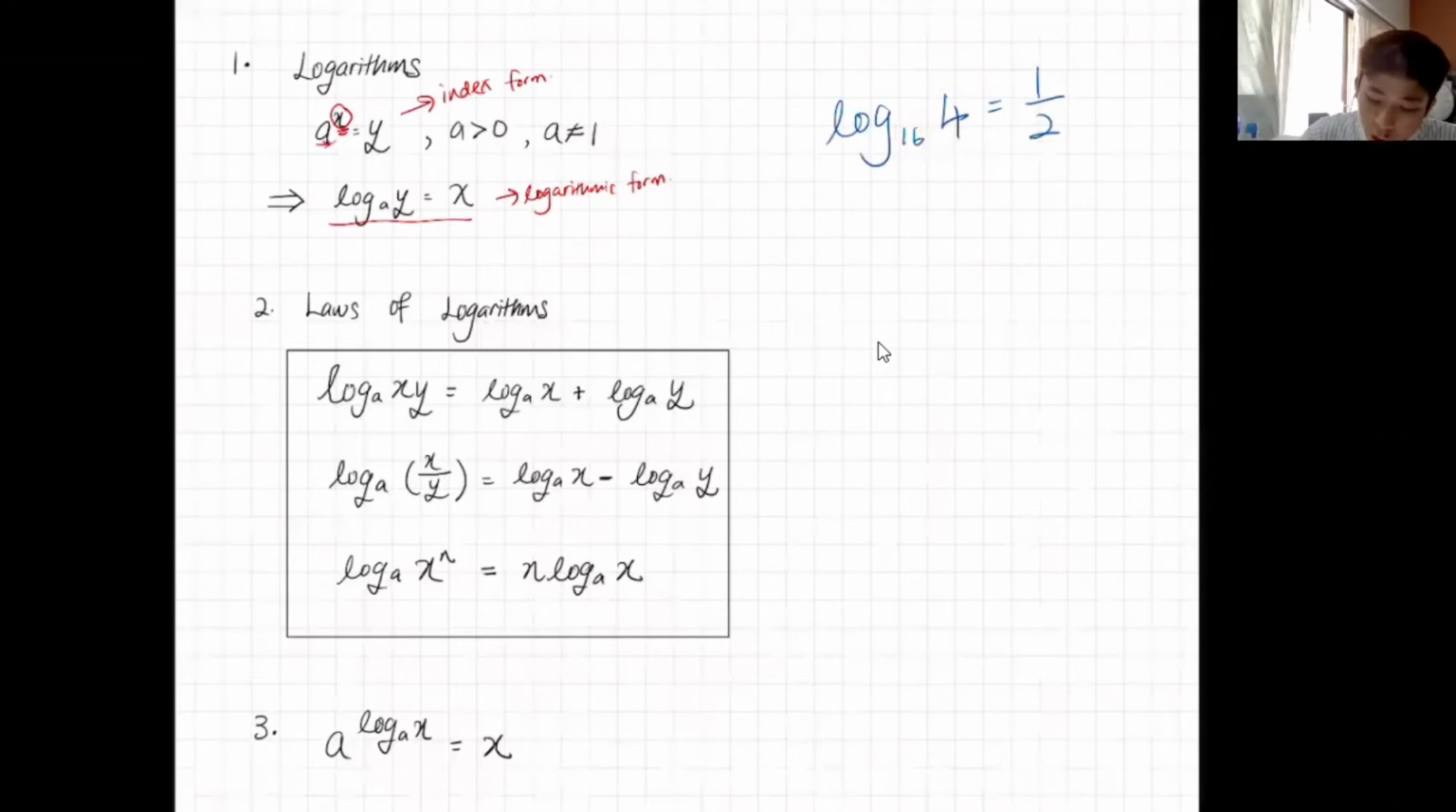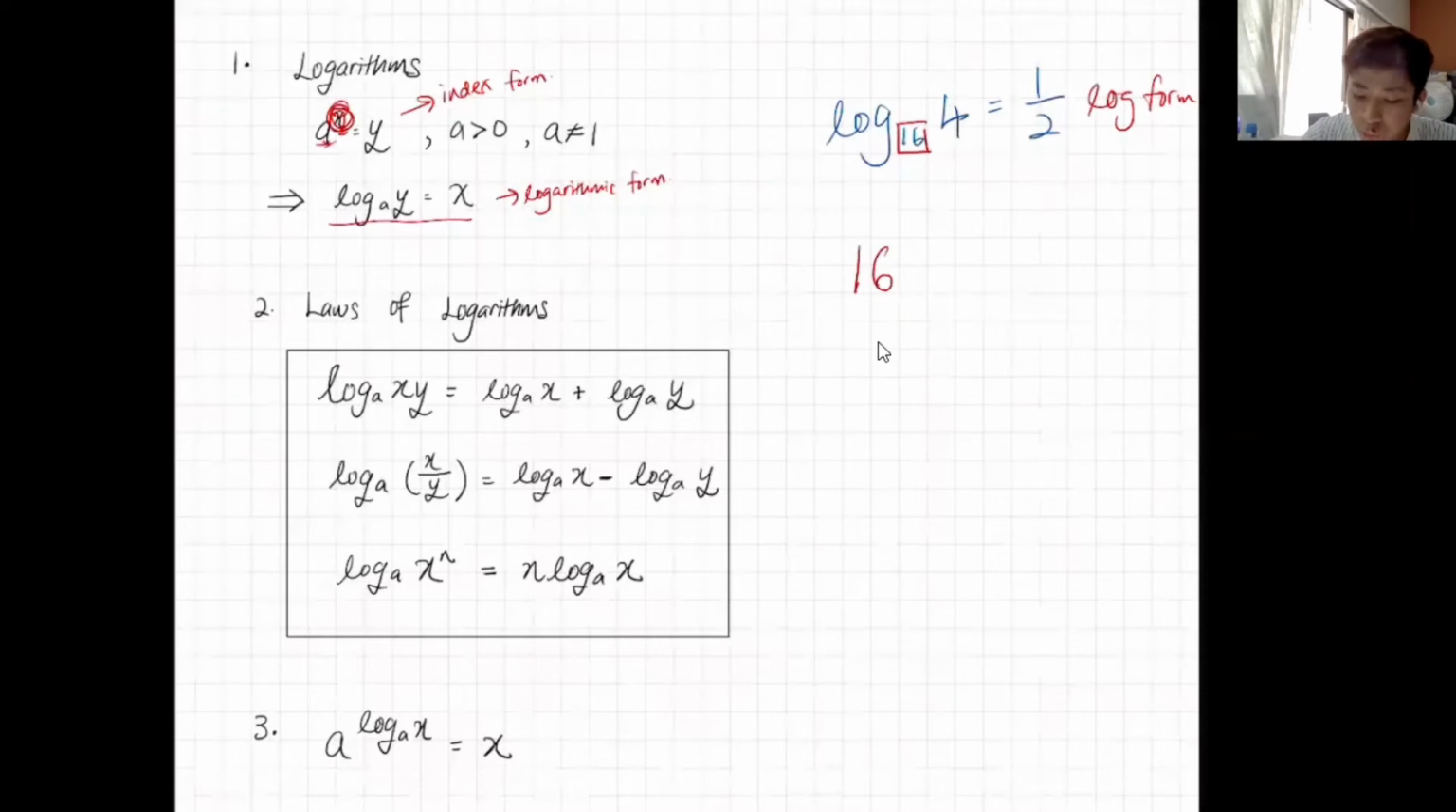All right, so this is the logarithmic form. How do I convert back to the index form? I just write in short form, log form. How do I convert back into index form? First you start with the base. The base is 16. You remember just now I told you that the power will be the answer for the log form.